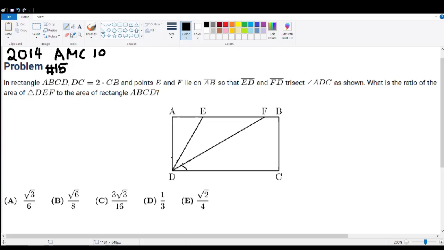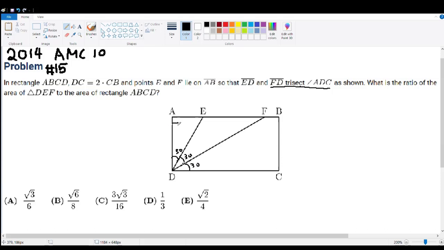First off, when you see a problem like this, you have to zone in on the keywords. The keywords here are FD trisect angle ADC. Why is this important? Well, to trisect an angle means to split it, to divide it by 3. So since ADC is a right angle, that means these angles would all be 30 degrees.